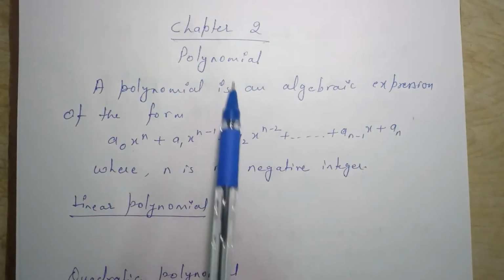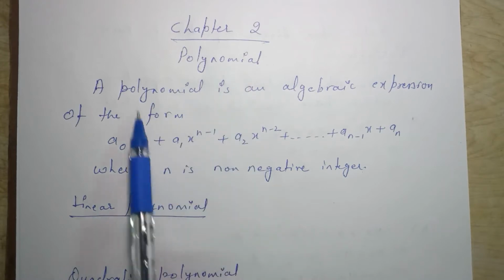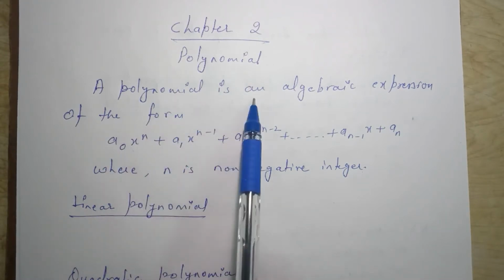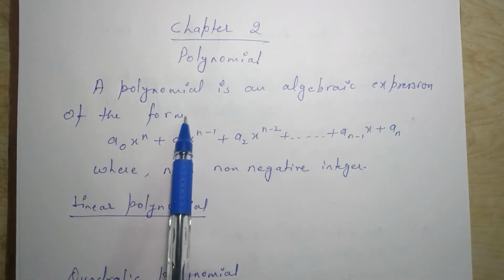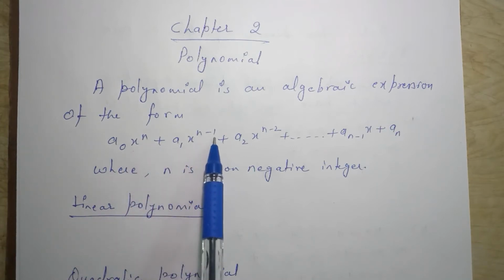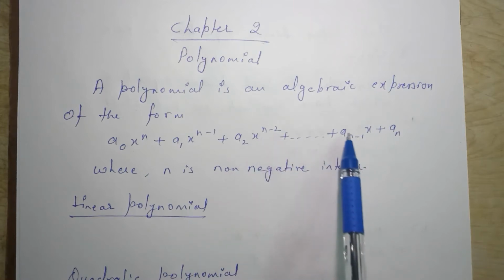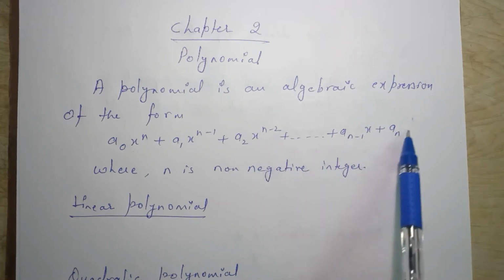Yes, children, today we are starting chapter 2, that is polynomial. What is a polynomial? A polynomial is an algebraic expression of the form a0 x raised to the power n plus a1 x raised to the power n minus 1 plus a2 x raised to the power n minus 2 plus and so on, an minus 1 x plus an, and here x is raised to the power 0.